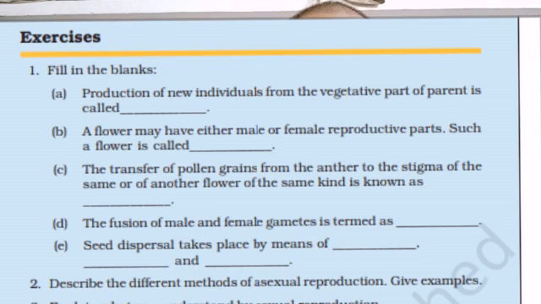Next question number 2. Describe the different methods of asexual reproduction. Give examples. So, various methods of asexual reproduction are: number 1, vegetative propagation or reproduction. New plants are developed from the root, stem or leaf of the plant.